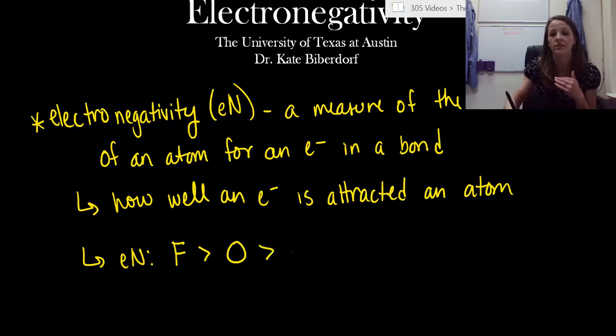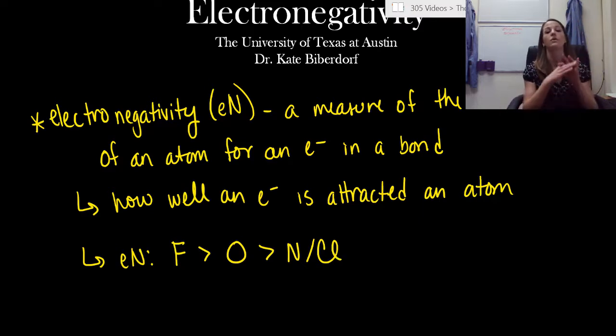Then after that, we have a tie between nitrogen and chlorine. So I expect you just to know these four. So you know fluorine's the most electronegative, then oxygen, but then nitrogen and chlorine are shortly thereafter.